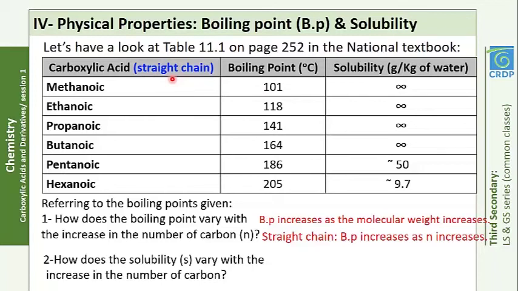Question number 2, how does the solubility vary with the increase in the number of carbon atoms? How can you say it? How does it vary? Of course, you notice that the solubility is infinity for the first 4 carboxylic acids, and then it decreases. So solubility decreases as the number of carbon atoms, or as the length of the carboxylic acid, increases.